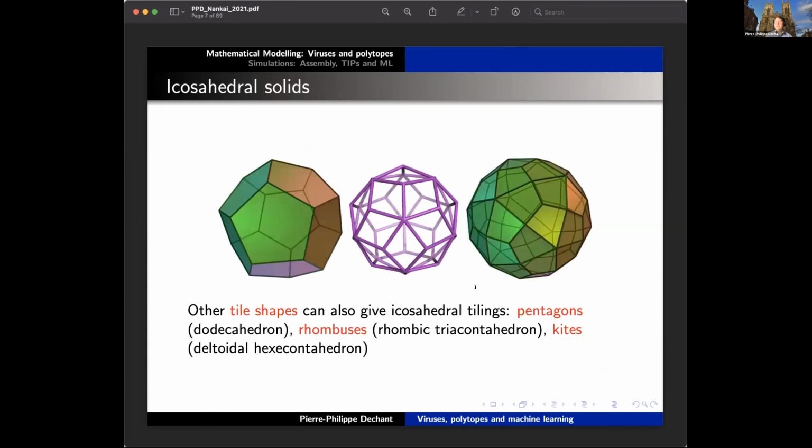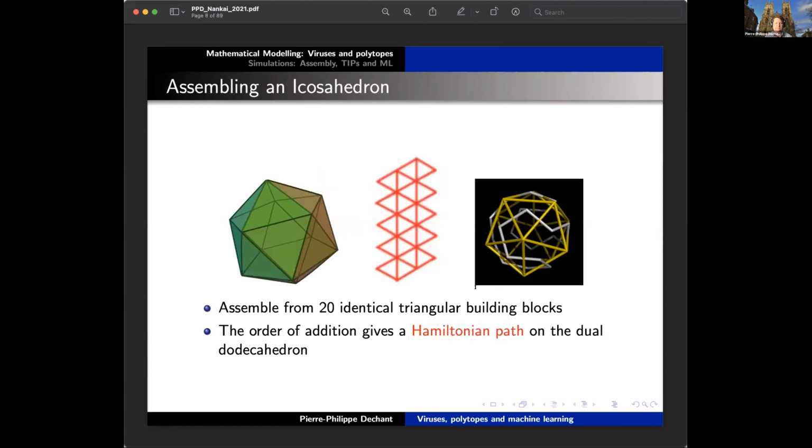And there's of course many different polytopes that you can have that are icosahedral. So the triangular icosahedron is one example, but you can have others with pentagons and rhombuses and kites and so on. So a priori, that's a possibility, and we'll see these guys later. But the icosahedron is also distinguished with these triangles. So we'll zone in on that for a little bit. An icosahedron consists of 20 triangles, and you could assemble them one by one.